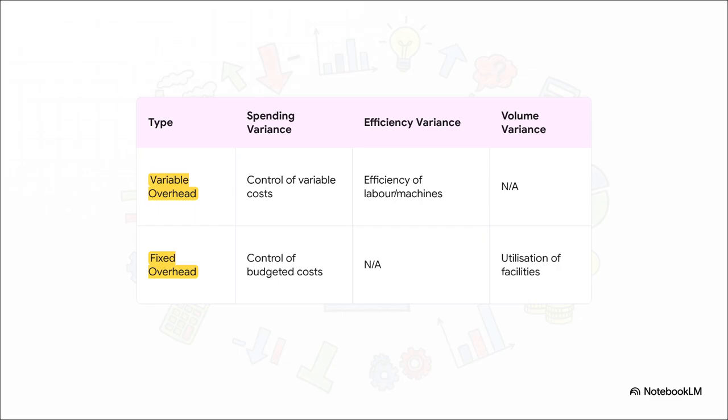This one is super important. It basically asks, did we use our factory as much as we planned to? Think of it this way. If your rent is $10,000 and you plan to make 10,000 widgets, that's $1 of rent per widget. But if you only make 8,000 widgets, now each one has to absorb more of that rent. That's an unfavorable volume variance, and it's all about how well you utilized your capacity.